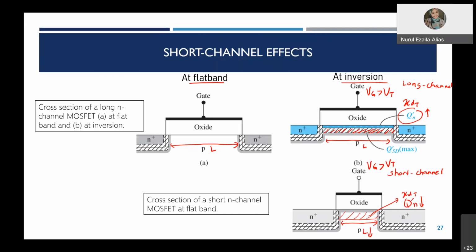However, the depletion region is created, and the charge is also created, due to the channel created underneath the oxide. However, the volume of charge Qn is now smaller compared to the long channel. So due to this, the space charge region becomes compact.